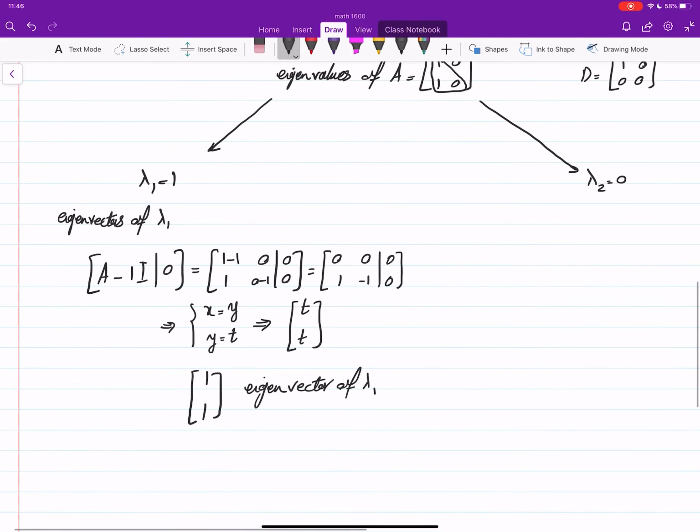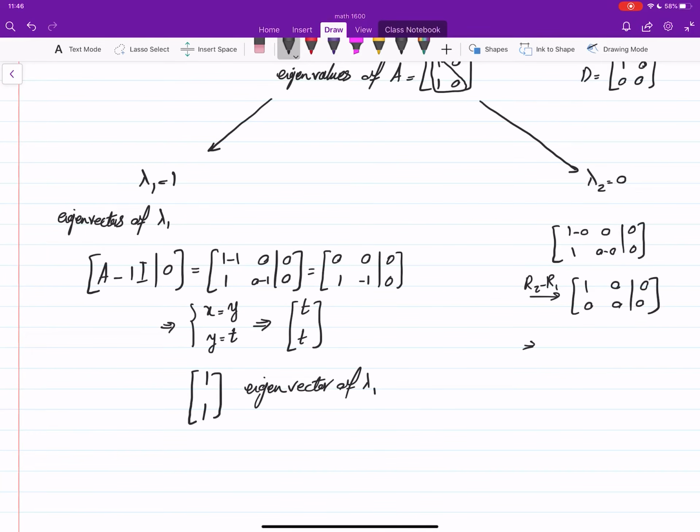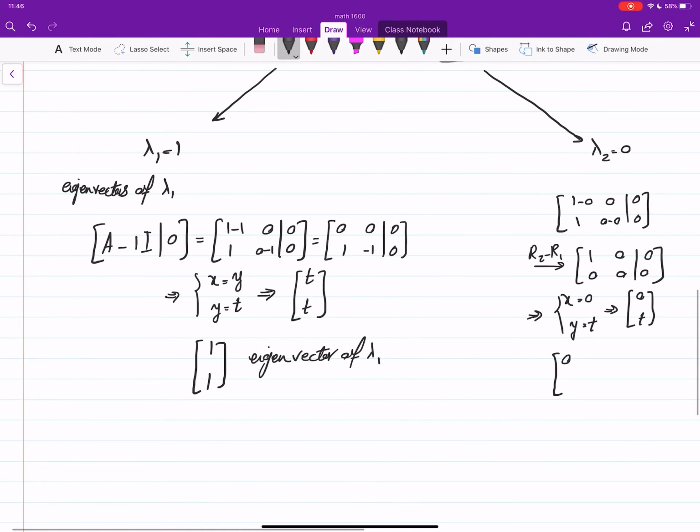For lambda equal to 0, on the other hand, we have 1 minus 0, 0, 1, 0 minus 0. If we do row 2 minus row 1, we get 1, 0, 0, 0. From there, you see that x must be equal to 0, and y must be a free variable. So the eigenvectors are going to be 0, t. There will be only one vector out of that, which is an eigenvector for lambda 2 equal to 0.